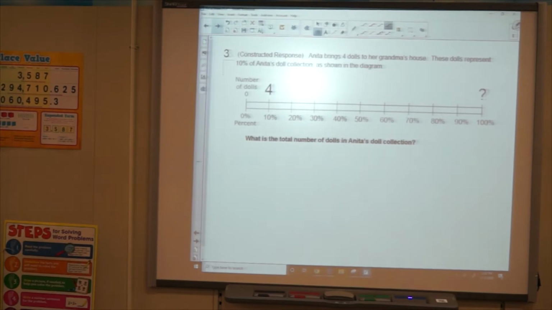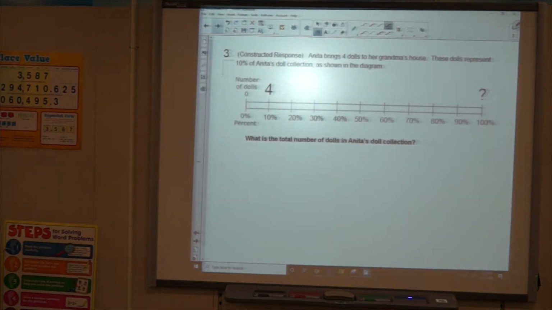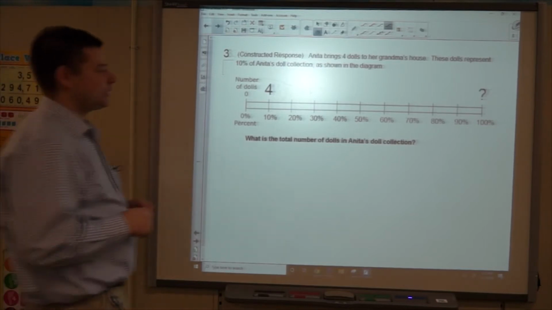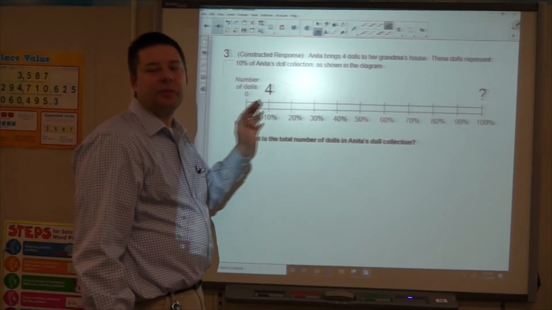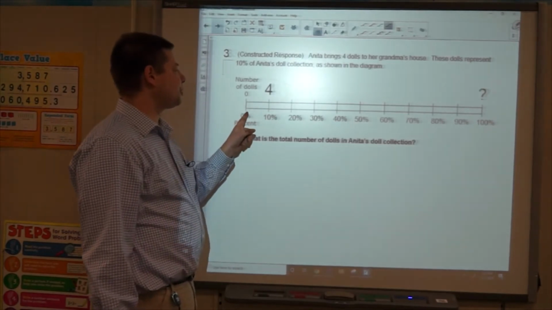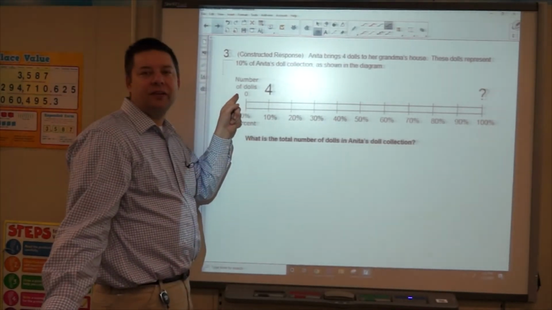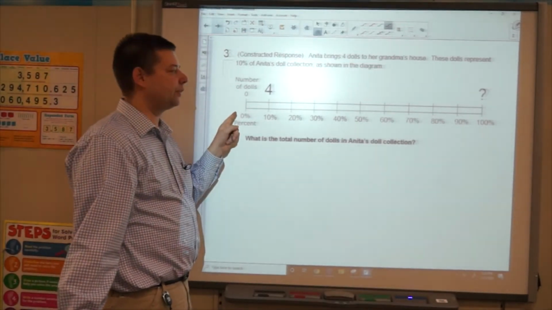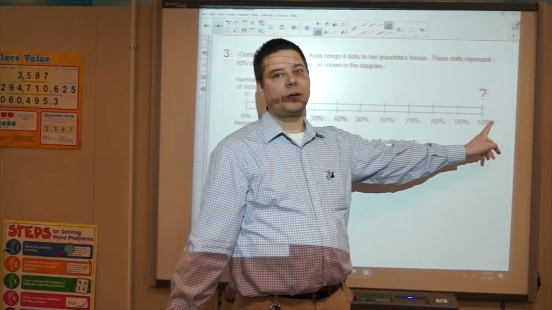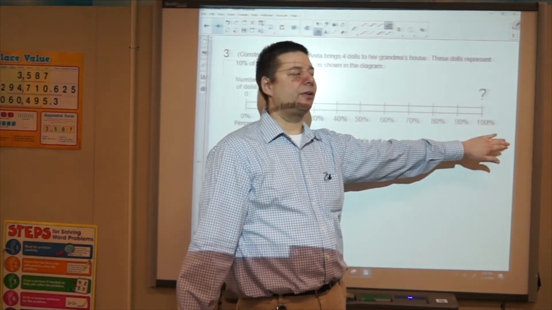Number 3 says Anita brings 4 dolls to her grandma's house. These dolls represent 10% of Anita's doll collection, as shown in the diagram. What is the total number of dolls in Anita's doll collection? Well, if we take a look, we've got this awesome diagram, so we want to use this, right? This is 0% of her dolls, which oddly enough is 0 dolls. That makes sense. 0% of the collection equals 0. 100% is what we're looking for. That's the total number in the collection altogether.